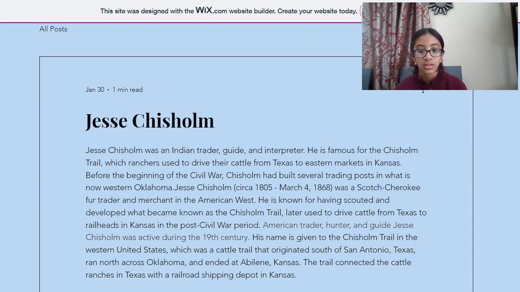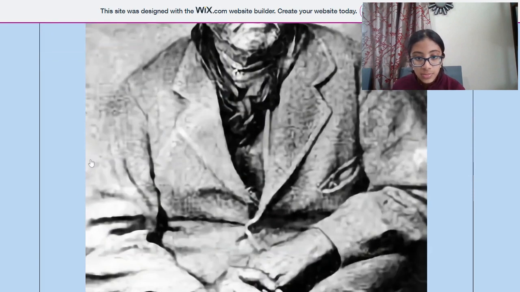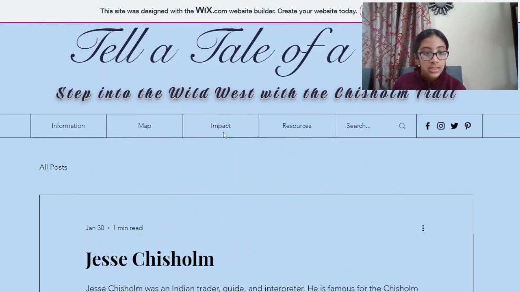He was a very successful person. He earned lots of money from this Chisholm Trail. And here's a picture of him. Now let's go and talk about the creation.